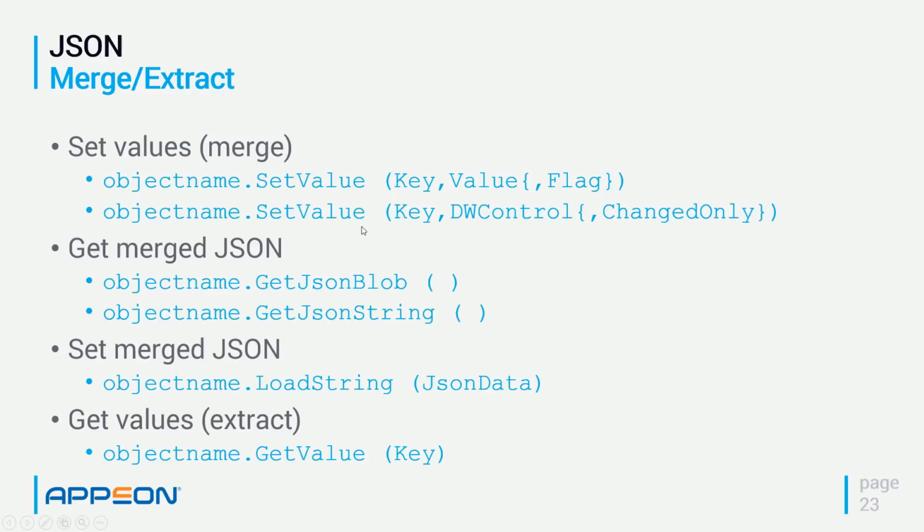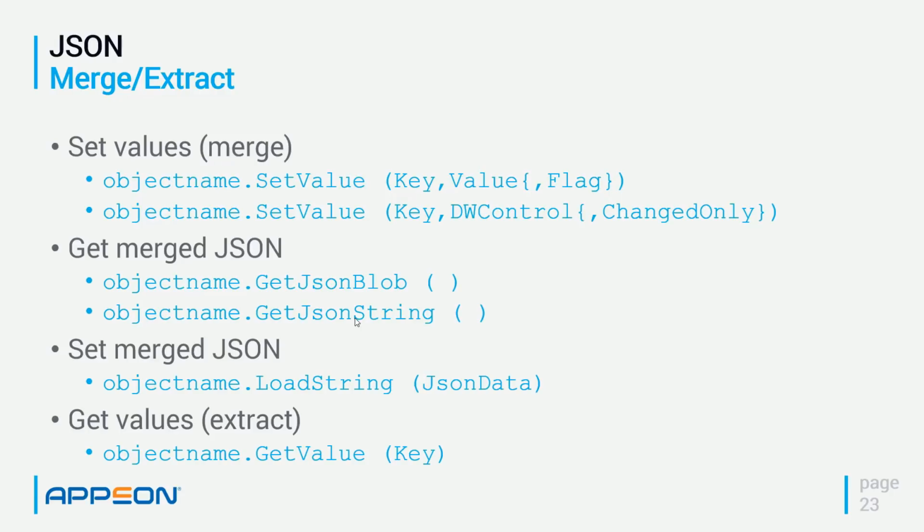So you just say setValue, the name of the data set, and then either the data window control or the data store that you want to have the JSON extracted from. So you do that multiple times. That gives you the combined data set, and then you use either getJSONBlob or getJSONString to get that combined data set out into something that you can send down the wire.